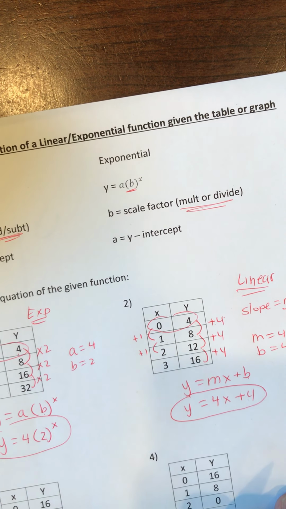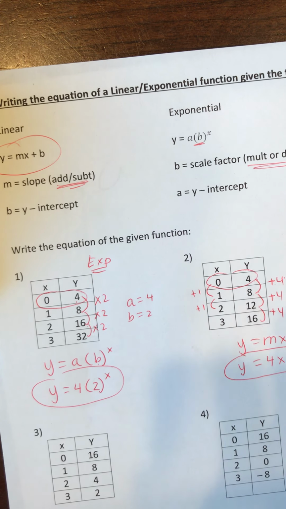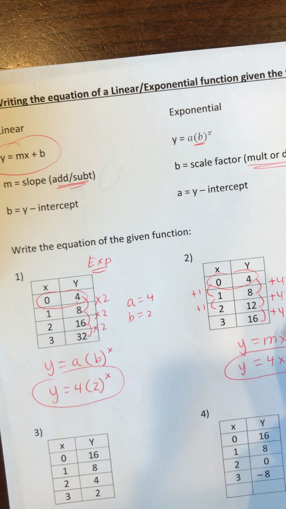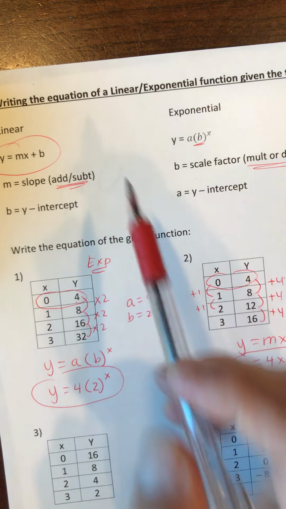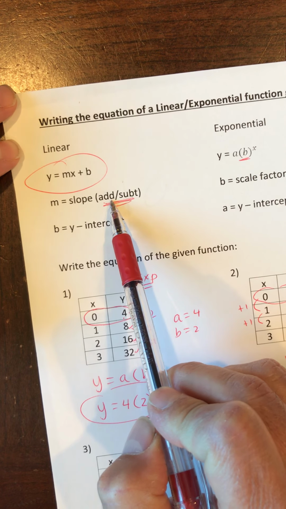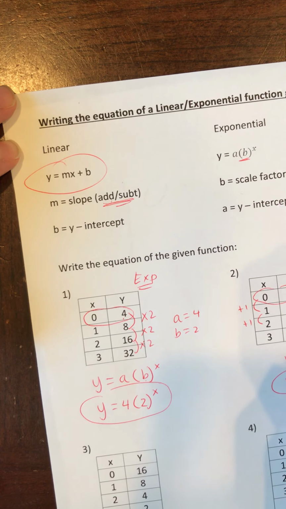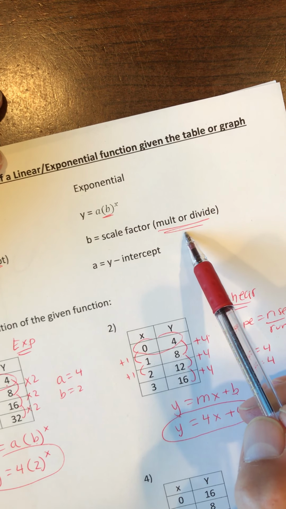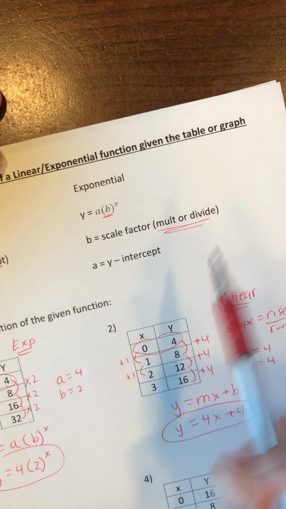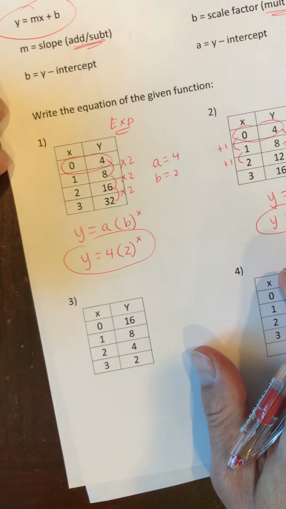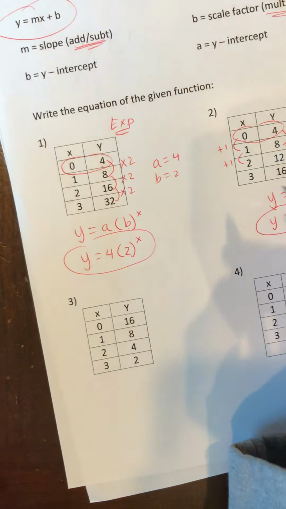So you're trying to see, are you adding or subtracting from one to the next? If it's adding or subtracting, it's going to be linear. Or are we multiplying or dividing from one to the next value? Then it's exponential. So look at number 3. That's key. You want to find out, is it linear or is it exponential?